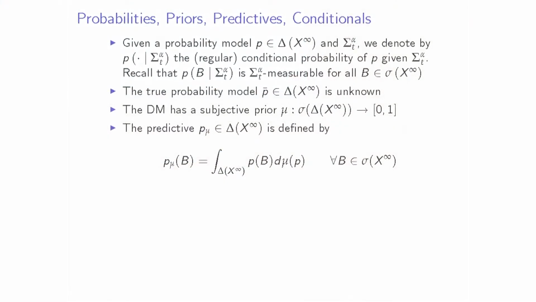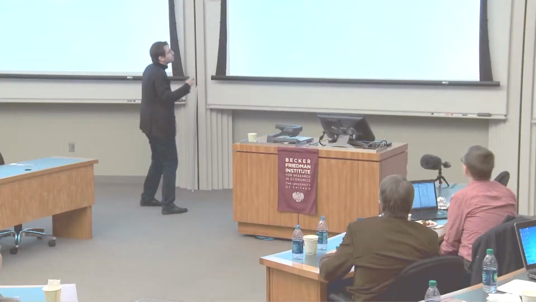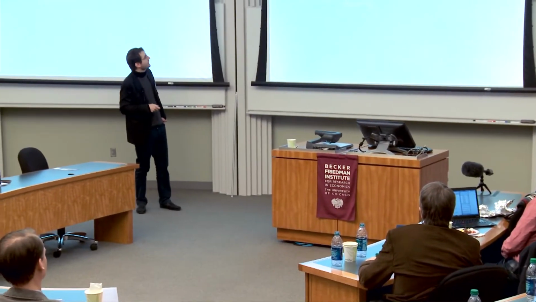So, given a probability model P, I will denote by P given sigma alpha t the regular conditional probability of P. And since the true probability model P bar is unknown, the decision maker has a subjective prior over the set of probability models. The predictive is nothing else than the probability induced by the prior over the set over the history of states. It's also called the barycenter of the prior mu.